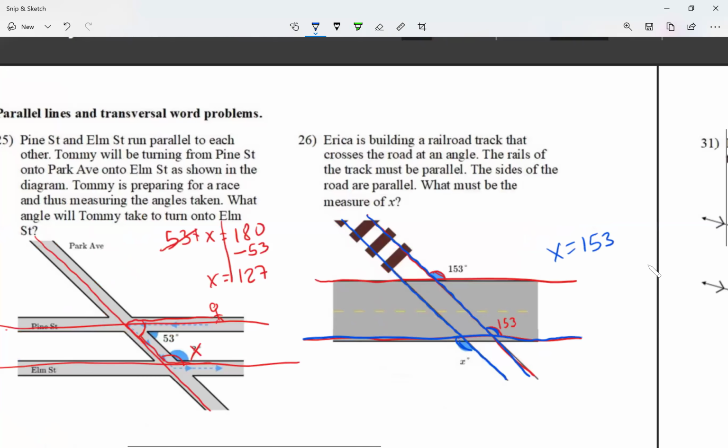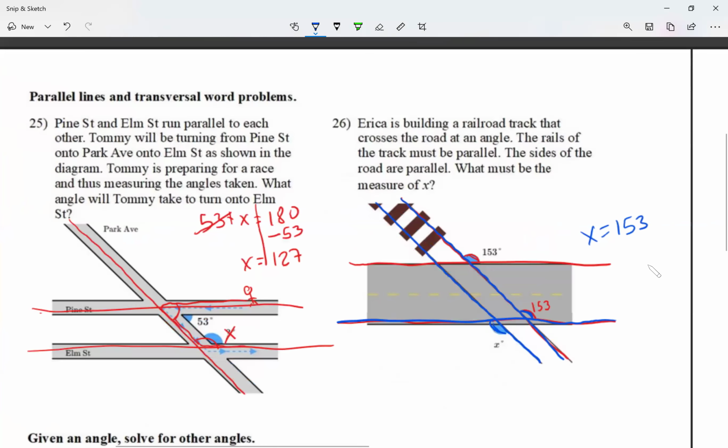Okay, so make sure you guys read the questions and understand which example. You have six names: vertical, adjacent, corresponding, alternate interior, alternate exterior, or same side interior. Which of the six examples are we using?